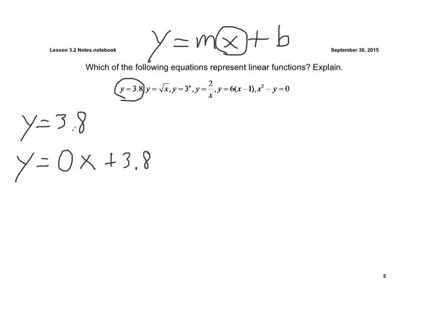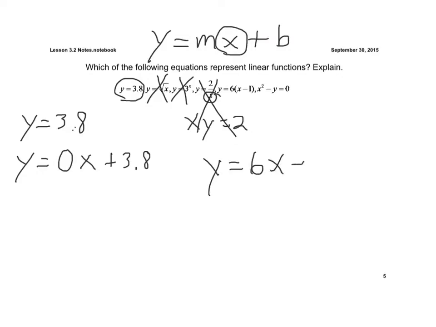The next one, y equals the square root of x, is not linear. It's the square root of x. Here, the variable x is the exponent. Again, not linear. Here, the variable x is in the denominator. If I try to move it to the numerator, it becomes x times y equals 2, which again cannot be written in the form y equals mx plus b. So that's not a linear function. The next one, if I distribute the 6 through, I get y equals 6x minus 6.